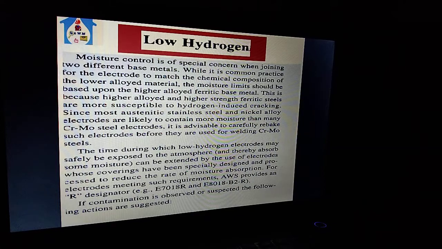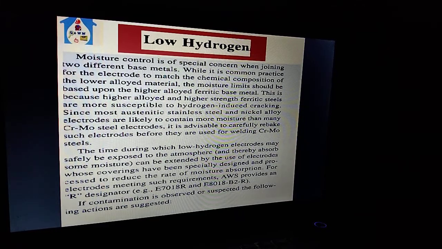Since most austenitic stainless steel and nickel alloy electrodes are likely to contain more moisture than many chromium-molybdenum steel electrodes, it is advisable to carefully rebake such electrodes before they are used for welding chromium-molybdenum steel.